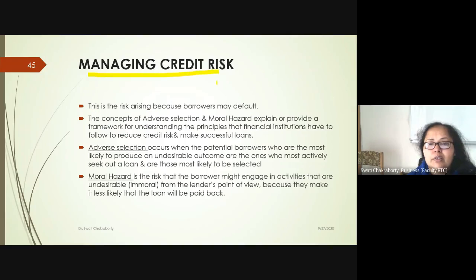How to manage credit risk, right? It's a risk that arises when borrowers default in repaying the loans. And the concepts of adverse selection and moral hazard, which we've explained earlier, also provide a framework for understanding the principles that any financial institution has to follow in order to reduce credit risk and make successful loans. So let's once more explain adverse selection.